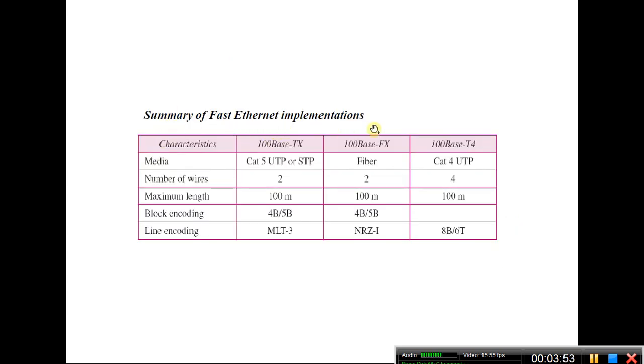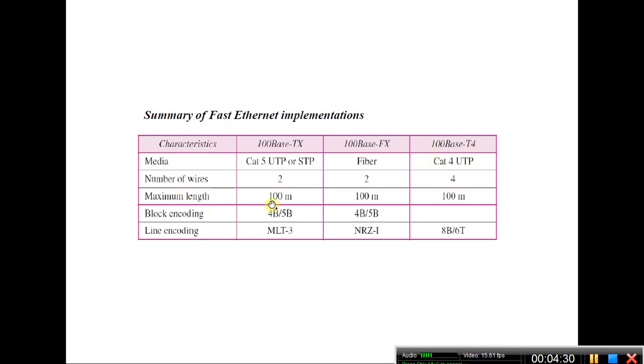The summary of Fast Ethernet implementation. The difference between 100Base-TX, 100Base-FX, 100Base-T4 with respect to these characteristics. For the media, 100Base-TX uses the Category 5 UTP or STP cable, 100Base-FX uses the fiber optic cable, 100Base-T4 uses the Category 4 UTP cable. The number of wires required in 100Base-TX is 2 wires. In 100Base-FX it uses 2 wires, and 100Base-T4 uses 4 wires.